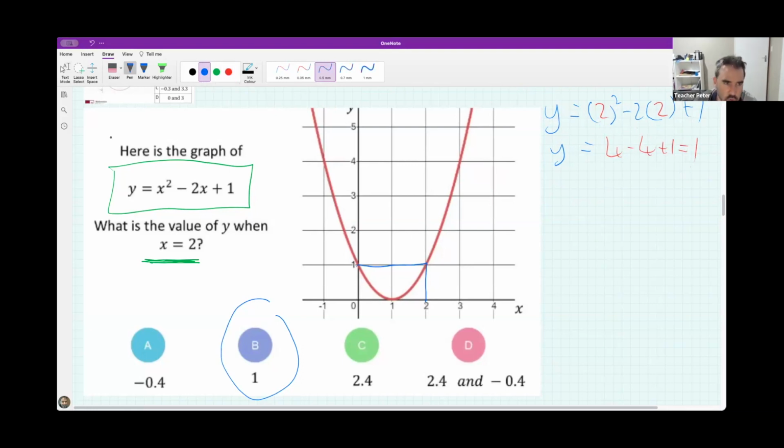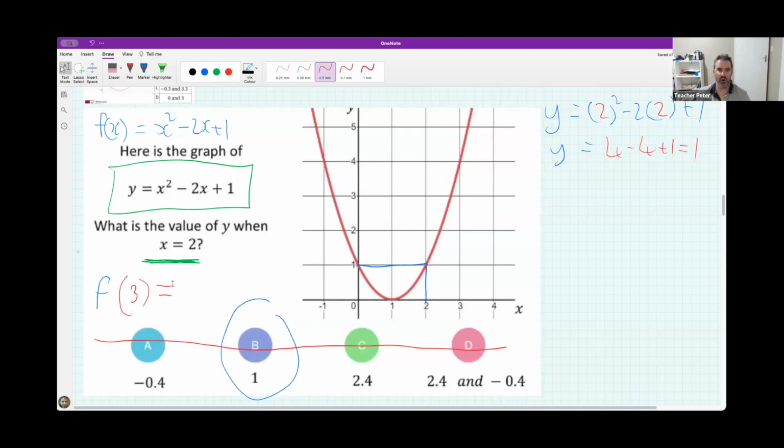Okay, I'm going to change the question a little bit. I'm going to say this graph is actually f of x equals x squared minus 2x plus 1. So that's the same graph. But I want to know, what is the value? We ignore this bottom part now. I'm making custom questions for you. What is the value of f of 3? So as I look at this graph, f of x equals x squared minus 2x plus 1. What is f of 3 equal to? Pop your answer in the chat.